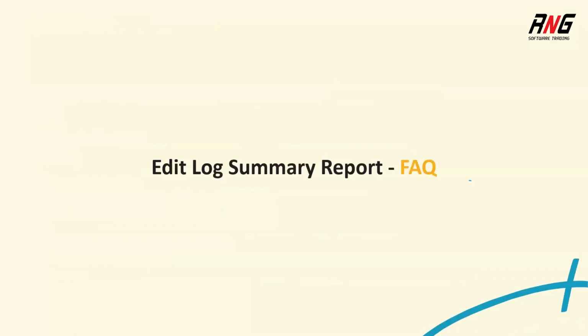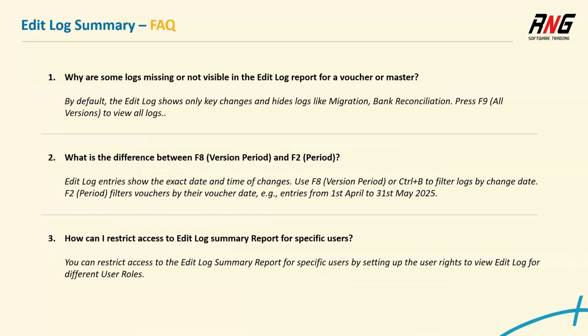A couple of common questions, FAQs that people might have in edit log summary. Why are some logs missing or not visible in the edit log report for a voucher or master? By default, the edit log shows only key changes and hides logs like migration and bank reconciliation. You just have to press F9 to view all the versions and get all the logs. What is the difference between version period and period? Now, version period is the number of times a transaction has been altered. Say, for example, a transaction is altered 8 times, so you have 8 versions, and the period is nothing but your voucher date or maybe your financial period that you set up.